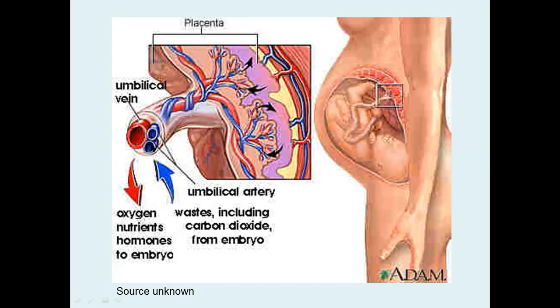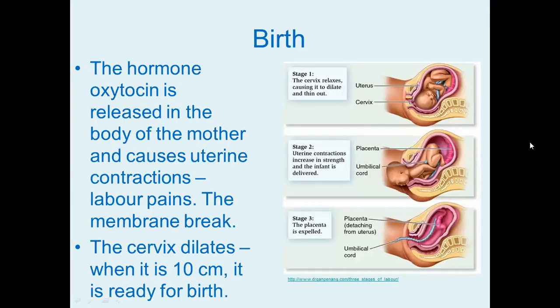And then 2 little smaller blood vessels, the umbilical arteries, transport deoxygenated blood, so containing waste such as carbon dioxide and nitrogenous wastes, from the embryo to the placenta so that the mother can pass those out.